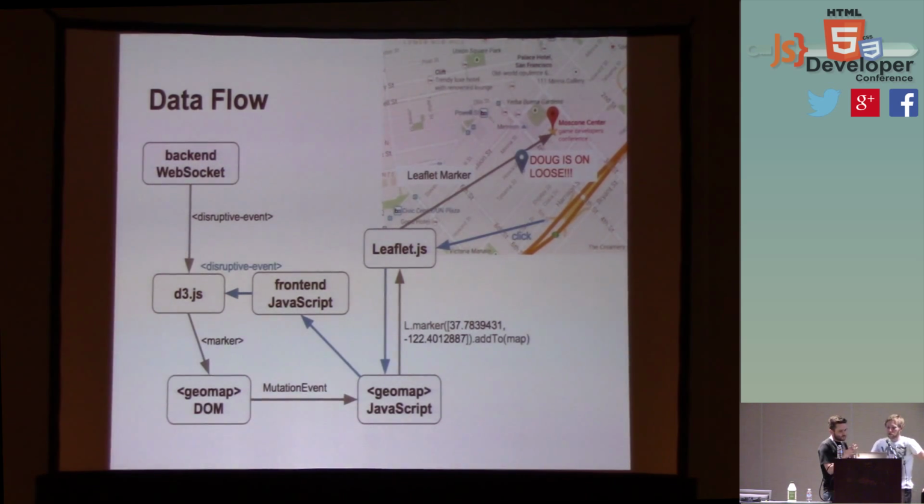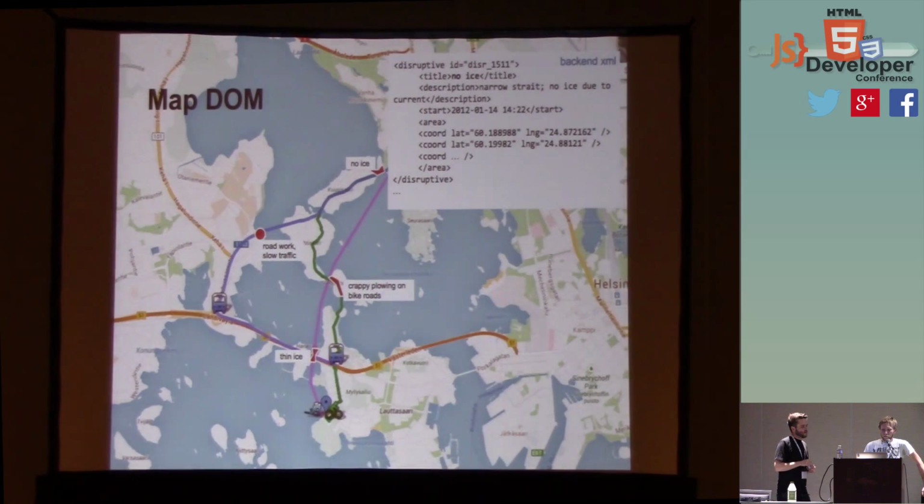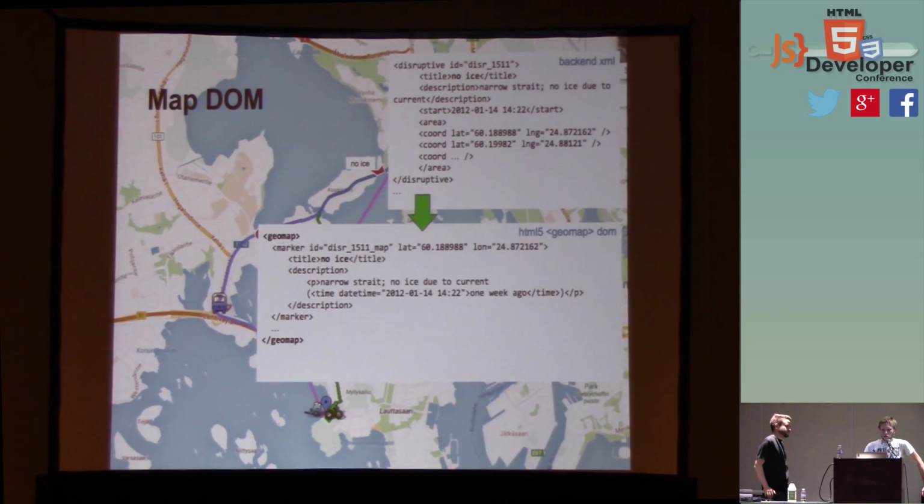Yep. And we are just using D3.js because the nature of the disruptive events is that they come as a stream, and D3 is great for processing that. All right, to recap, we are getting these disruptive events. It's XML, or we could call it DOM. Also, we are getting this from the backend. And then D3 inserts the marker element inside geomap. It's all really beautiful.